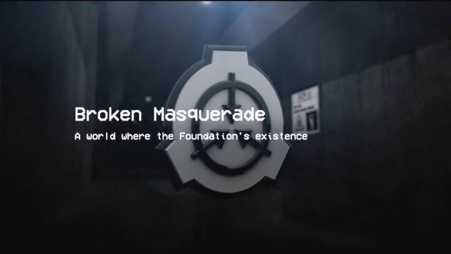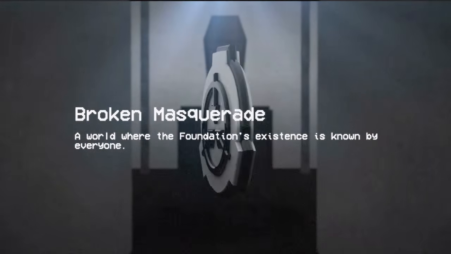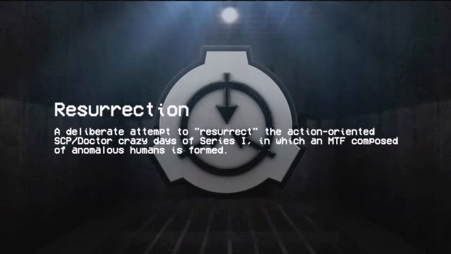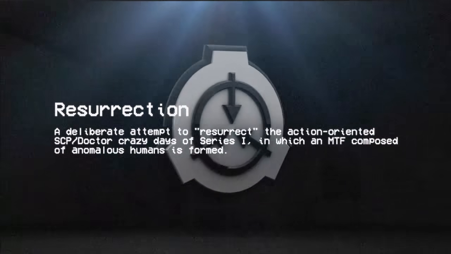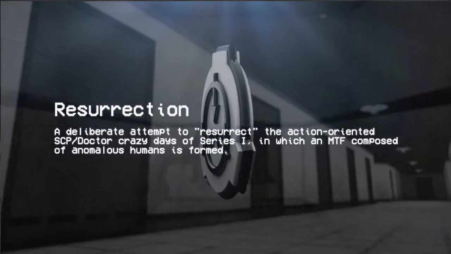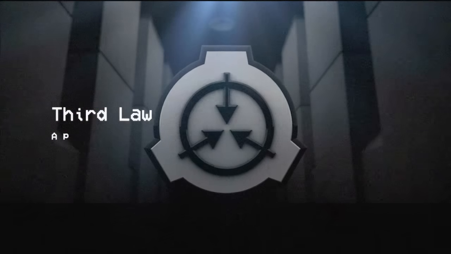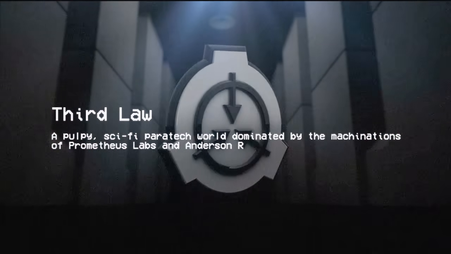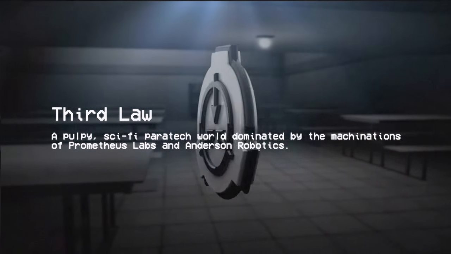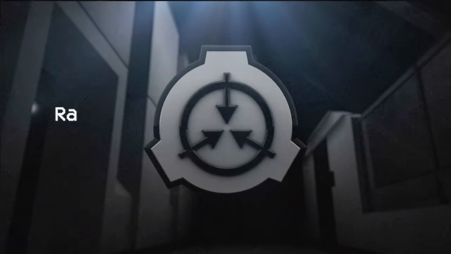Broken Masquerade, a world where the Foundation's existence is known by everyone. Resurrection, a deliberate attempt to resurrect the action-orientated SCP Dr. Crazy Days of Series 1, in which an MTF composed of anomalous humans is formed. Third Law, a pulpy sci-fi paratech world dominated by the machinations of Prometheus Labs and Anderson Robotics.